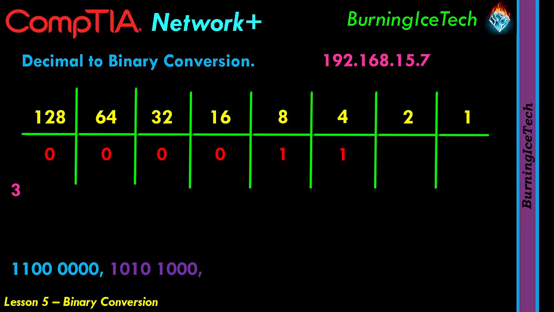Comparing my number 3 to number 2 on the table, is number 2 smaller or equal than 3? Yes, it is. It's smaller. So we're going to put a 1. We subtract 2 then from number 3. My new number is 1.